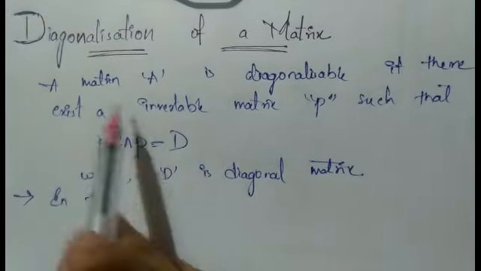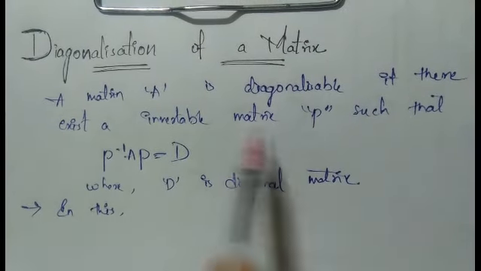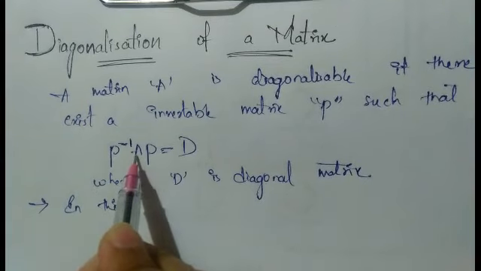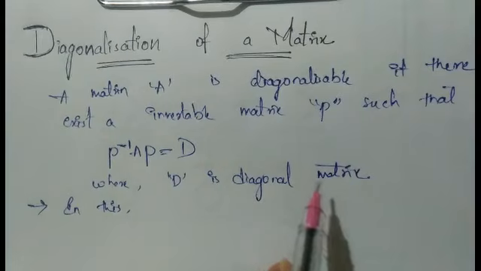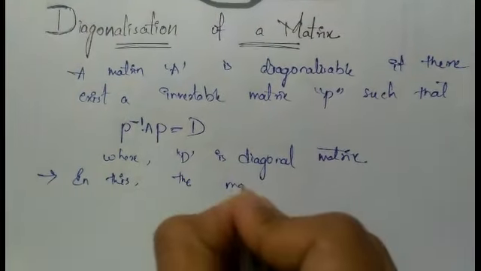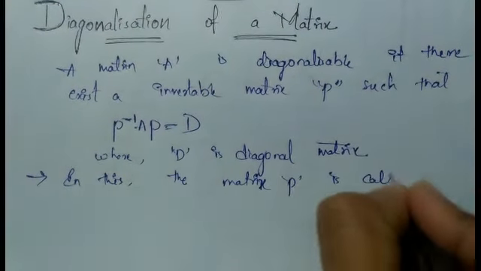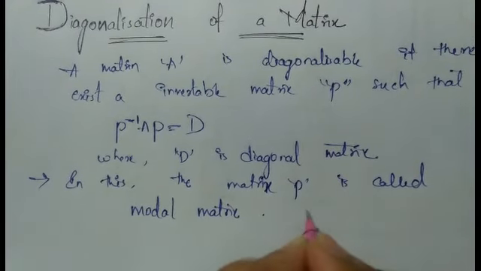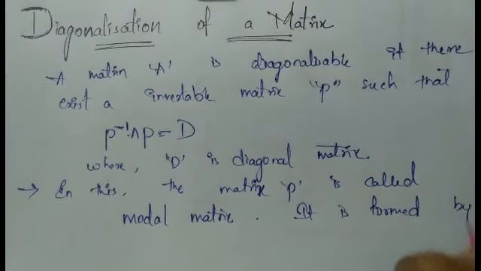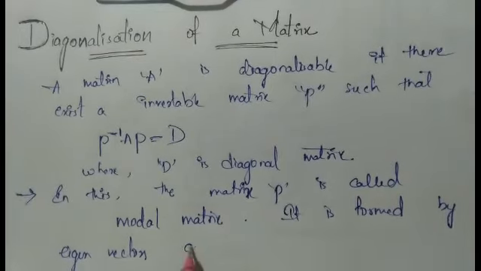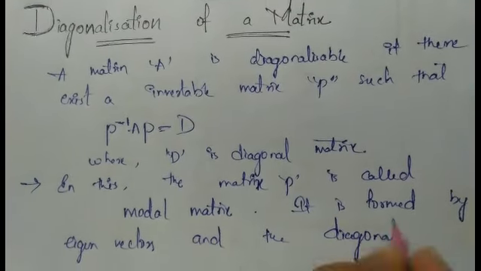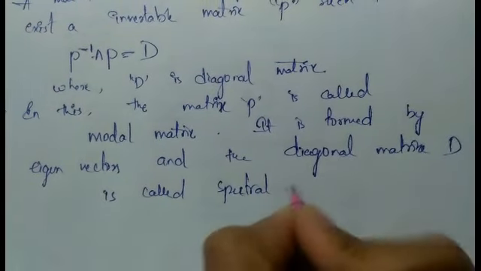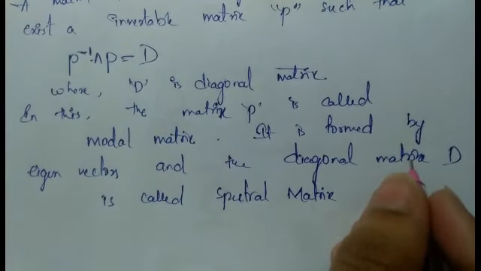So a matrix A is diagonalizable if there exists an invertible matrix P, where P inverse is nothing but the inverse of the matrix P, such that this condition is satisfied: P inverse A P is equal to D. Here D is a diagonal matrix, and the matrix P is called the model matrix, which is formed by eigenvectors, and the diagonal matrix D is called the spectral matrix. So the diagonal matrix is also called the spectral matrix.